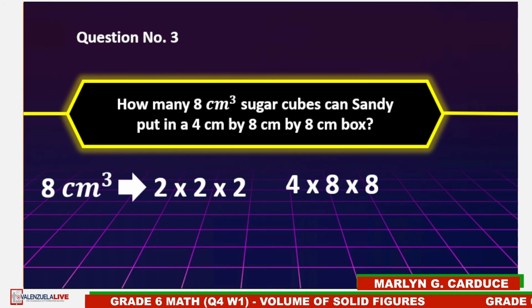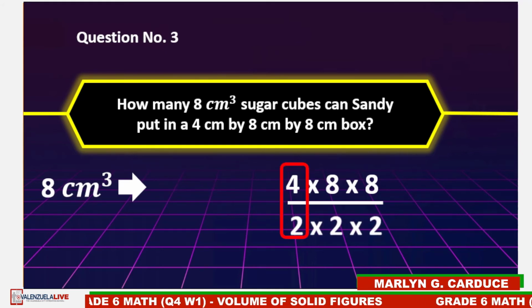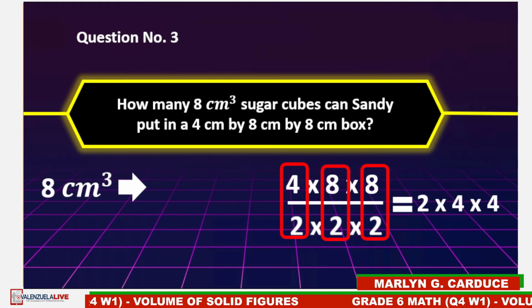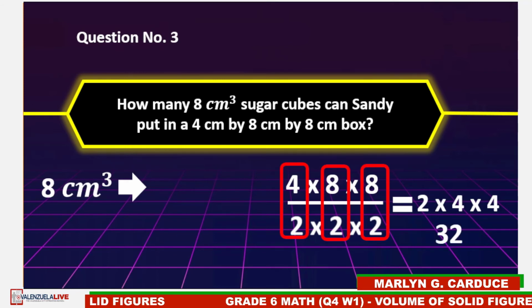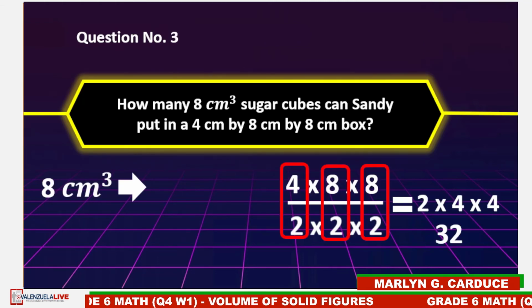So by using this 2 by 2 by 2 in our prism, which is 4 by 8 by 8, we divide each dimension: 4 divided by 2 gives 2, then 8 divided by 2 gives 4, and 8 divided by 2 gives 4 again. By multiplying all the numbers, 2 times 4 times 4, we get 32, which is the number of sugar cubes.